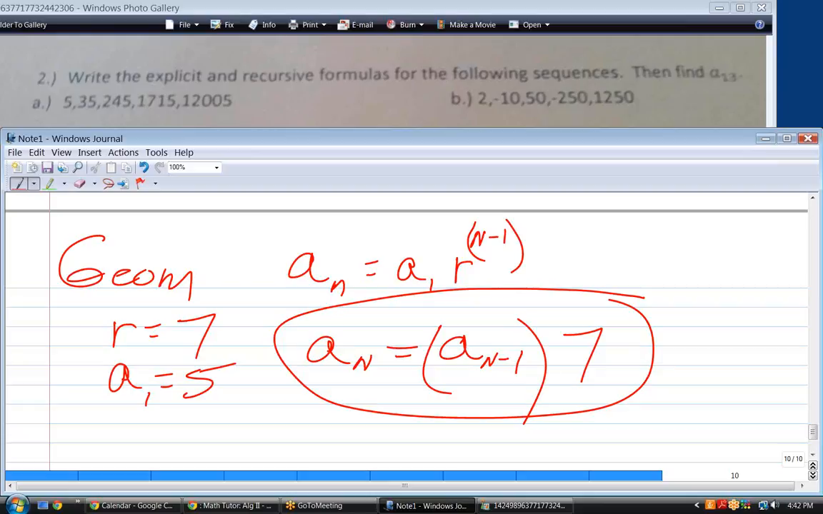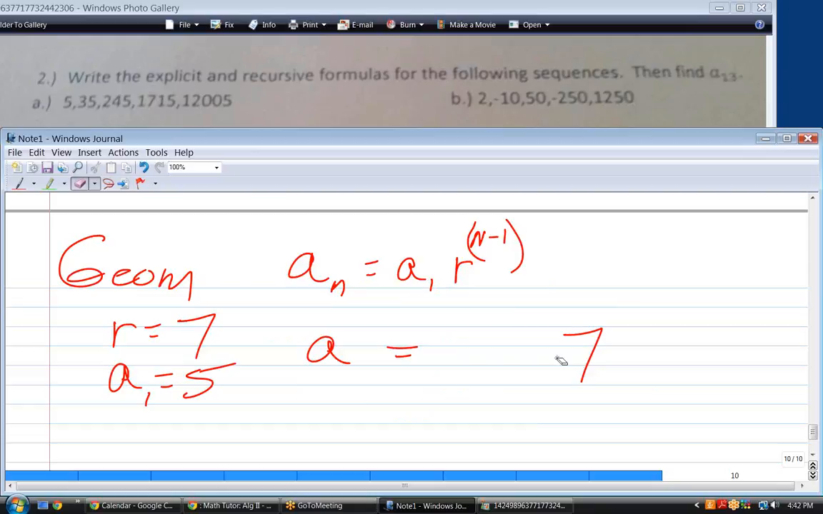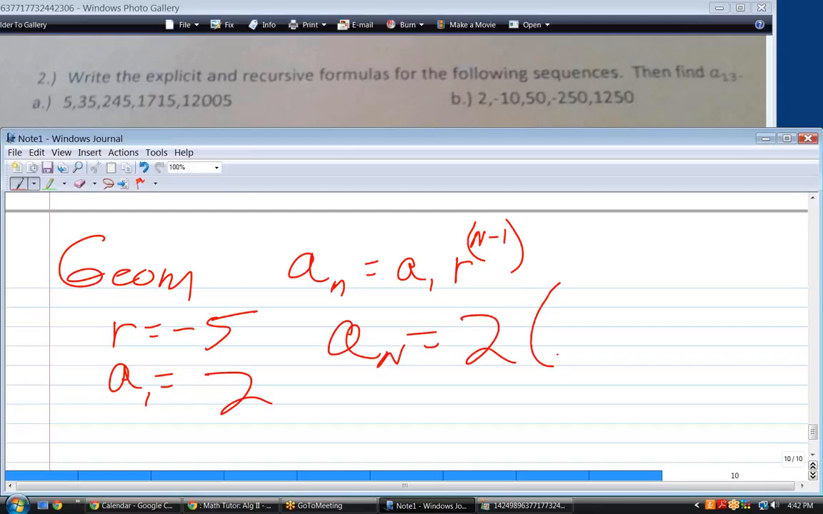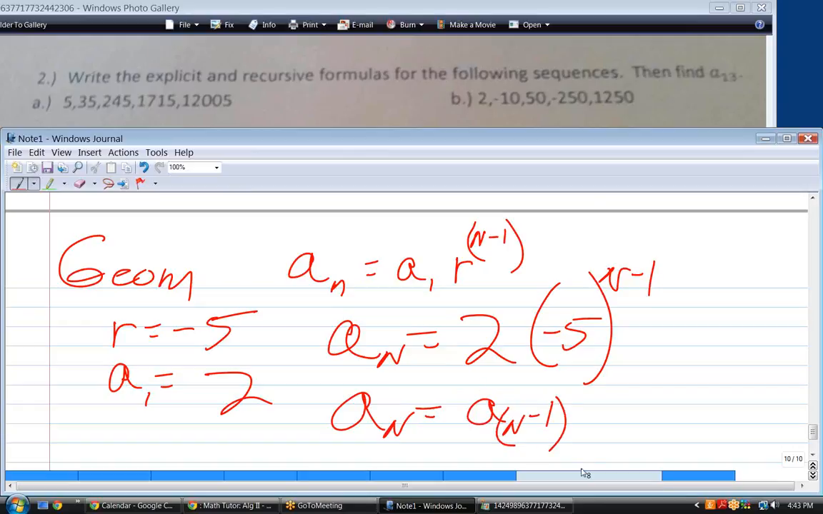What's the common ratio in B? Multiplied by negative 5. Okay, good. First term is 2. So the specific sequence is 2 times negative 5 to the n minus 1. There would be the explicit. The recursive would be, always start out the recursive as that, a sub n minus 1 times r, which is minus 5.